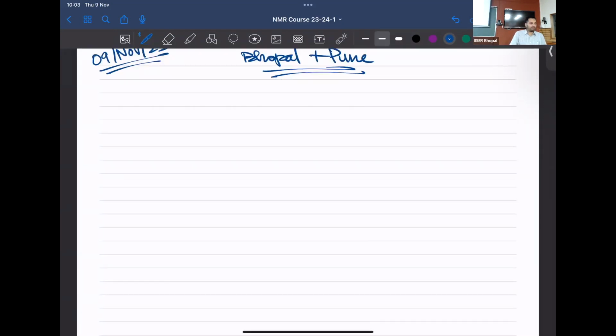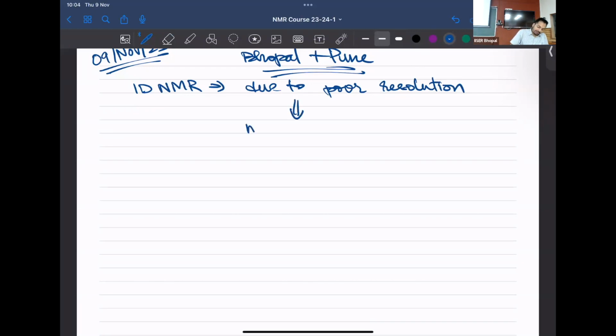Once again, a brief introduction to what is multidimensional NMR, kind of a block diagram of it. We realize that the 1D NMR will not suffice due to poor resolution, meaning you will have too many peaks, and peaks also get broader as the size increases, due to which the resolution decreases. Therefore, there's a need for multidimensional NMR experiments.